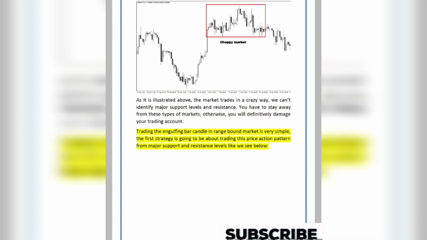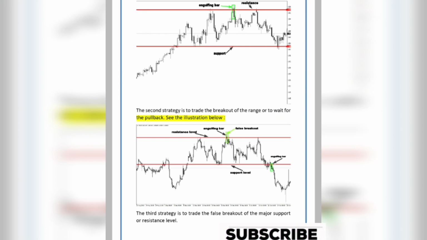Trading the engulfing bar candle in range-bound markets is very simple. The first strategy is going to be about trading this price action pattern from major support and resistance levels like we see below. The second strategy is to trade the breakout of the range or to wait for the pullback. See the illustration below. The third strategy is to trade the false breakout of the major support or resistance level.